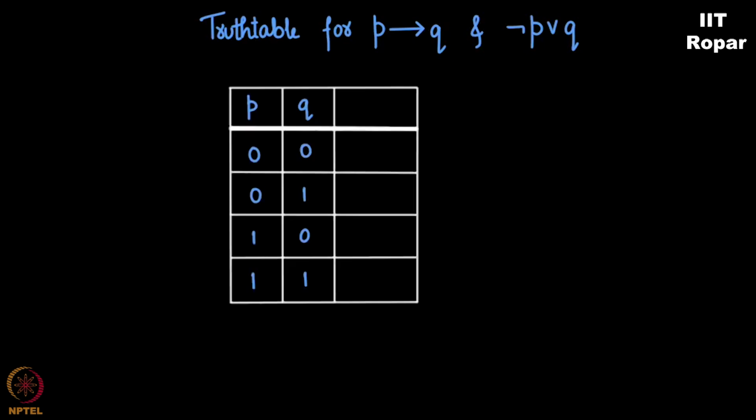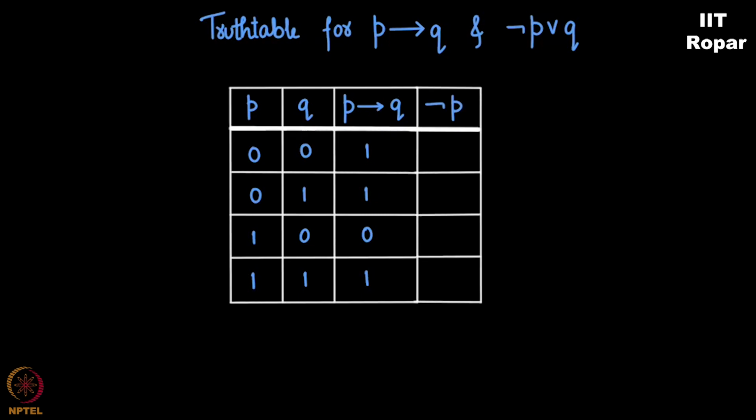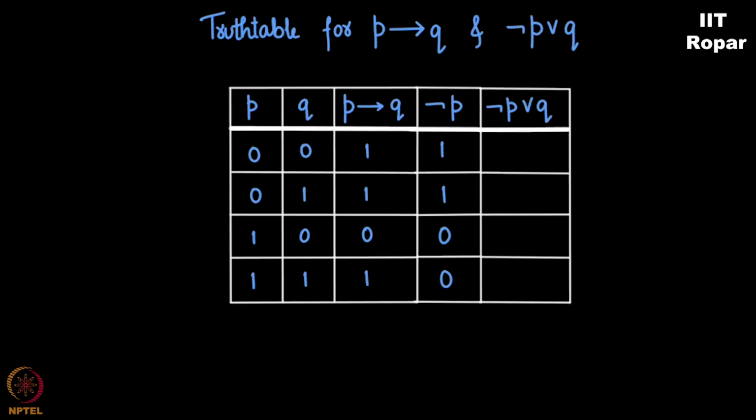So P and Q, as always. And then what is P implies Q? We know it is 1, 1, 0, 1. Okay, we have a not P or Q here. So I'll write down a not P for my reference. Not P would be 1, 1, 0, 0. So I should now write down not P or Q.